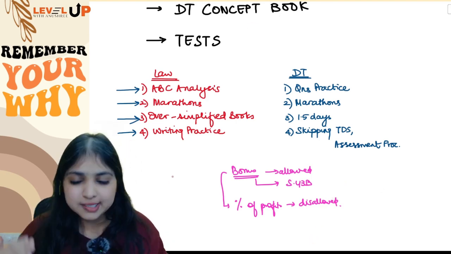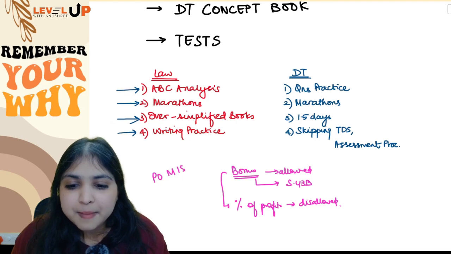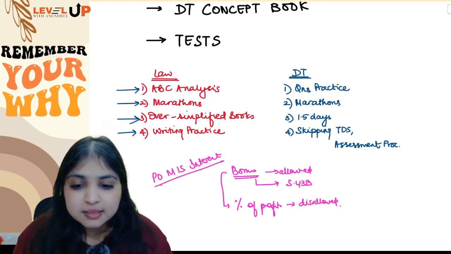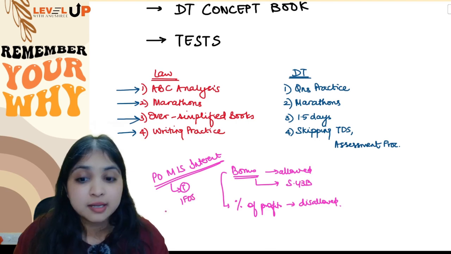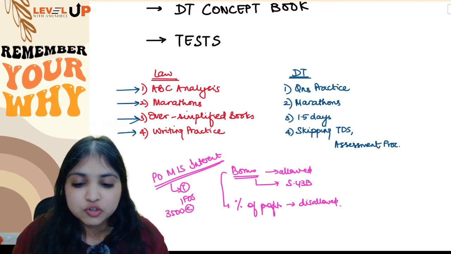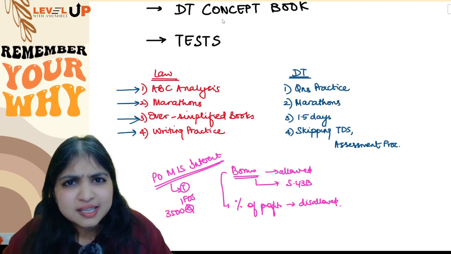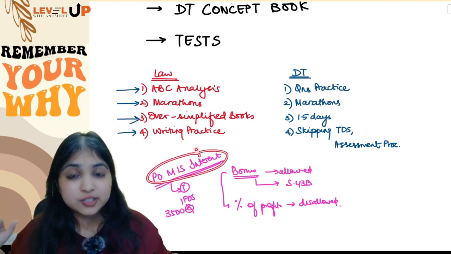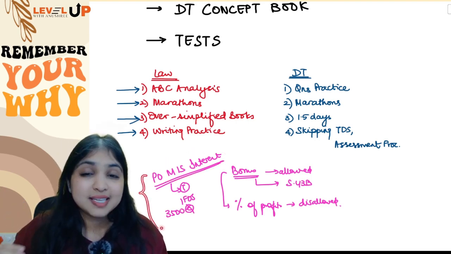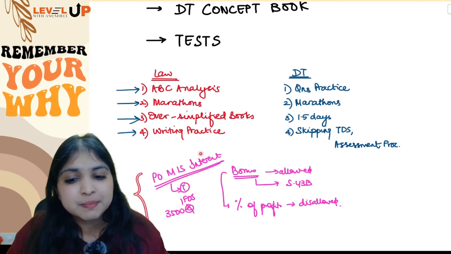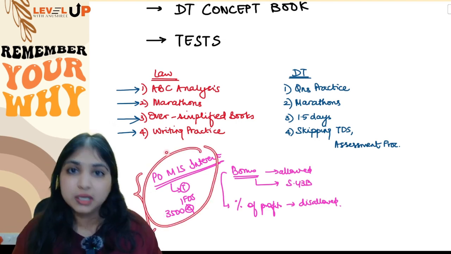I'll give you one more example. Post office MIS interest. This is fully taxable under the IFOS head. Your 3,500 exemption will not apply to this. This is a part of your syllabus. It is there in your study material, but none of your ICAI textbook questions cover this, yet this has been asked in your examination multiple times.